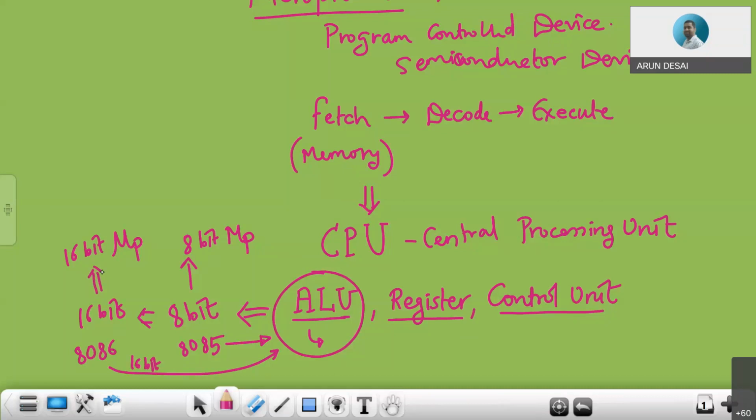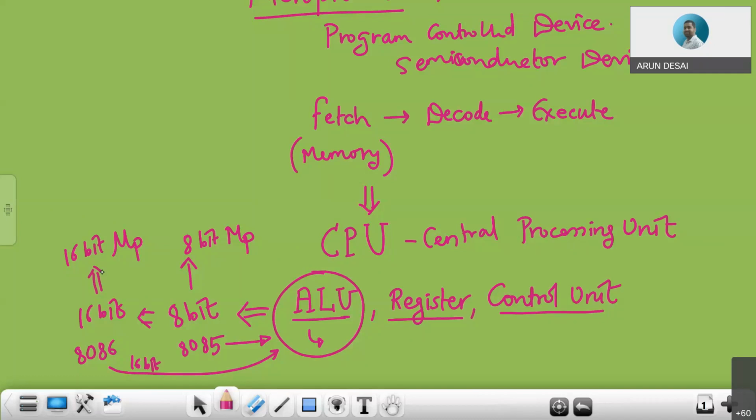So a microprocessor is basically a program controlled semiconductor device. It is used as the central processing unit in computers. What is the task of a microprocessor? It fetches an instruction from memory, decodes that instruction, and processes that instruction, or you can say executes that instruction. What all things are there in your microprocessor? ALUs are there, registers are there, and a control unit is there.